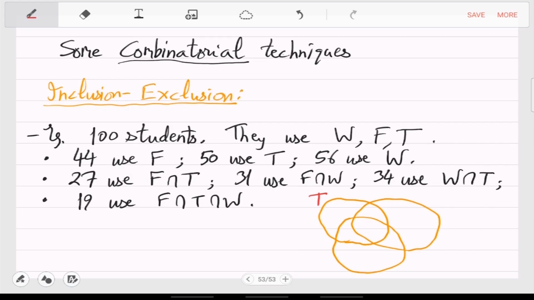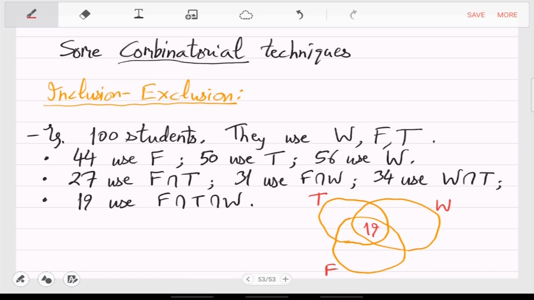So this is Twitter, this is WhatsApp, and this is the set of users for Facebook, right? That's the usual Venn diagram. Now, where should you start filling in data? From the inside, right? So this 19 will go here, because this is the place where students are who use all 3.